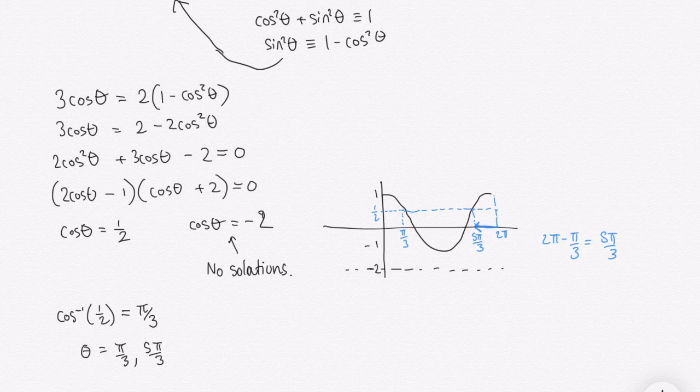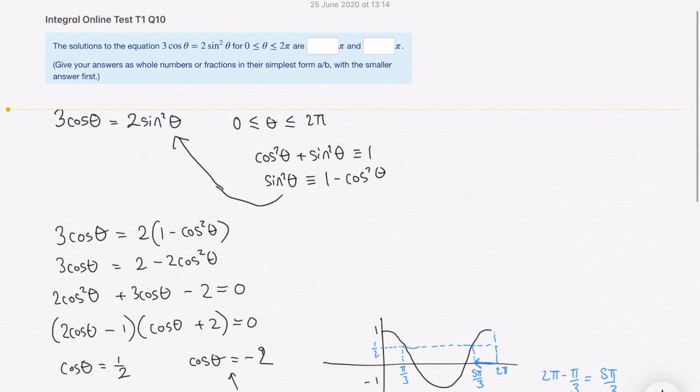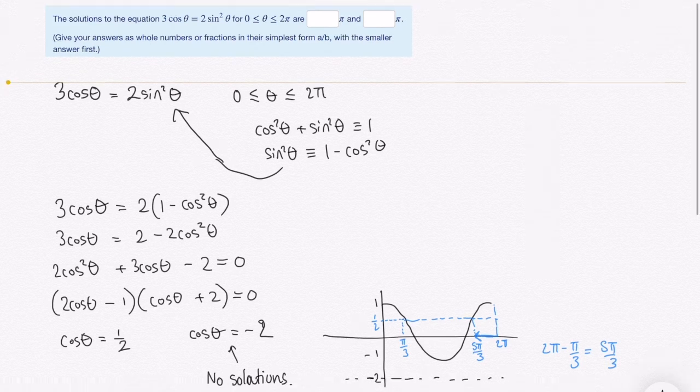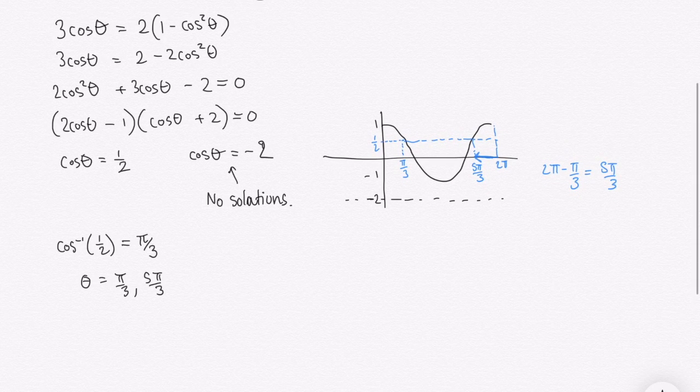And just look carefully at the question. You have already got multiples of pi, and it asks for whole numbers or fractions in their simplest form, a over b, and we need to make sure the smallest one comes first. So what you're going to type is 1/3 and 5/3 into those spaces.